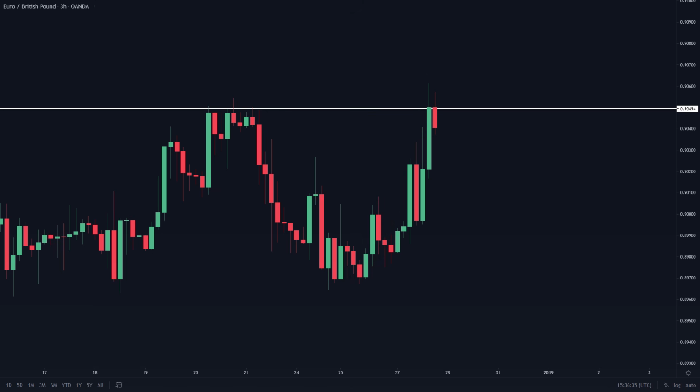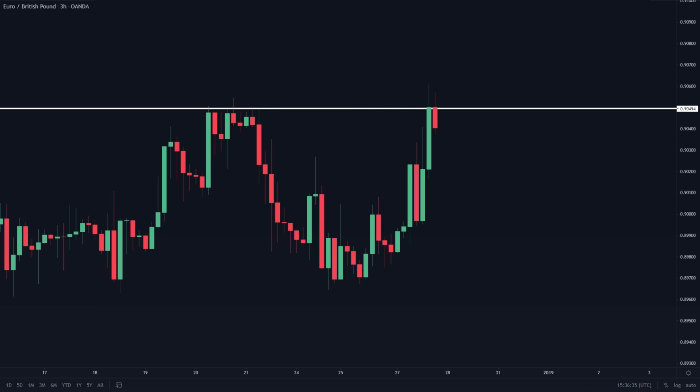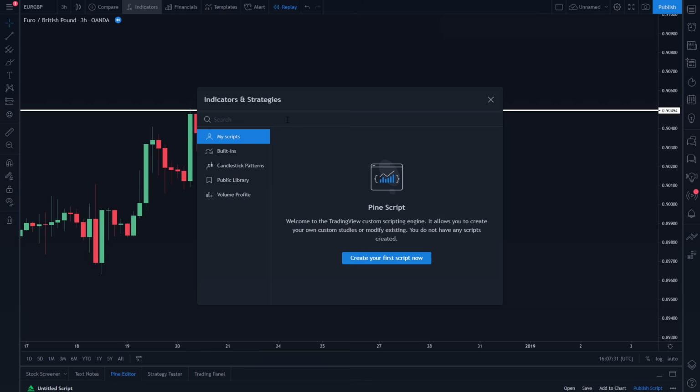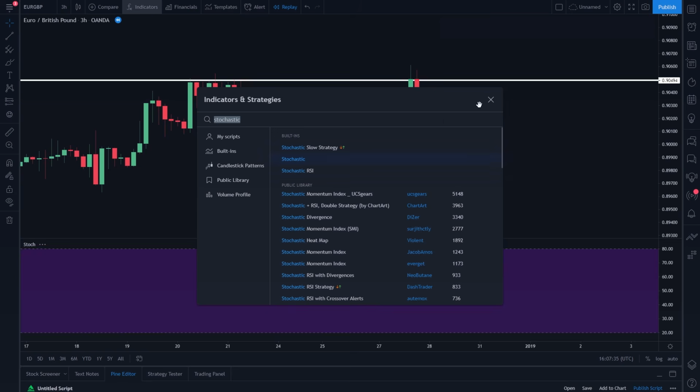But remember, you cannot just assume that a reversal will happen just because the price hits a key level, because price can always break right through. So we need to have extra confirmation to make sure that the price will actually reject this key level. And we can do that by looking for overbought and oversold levels with the help of the stochastic indicator.